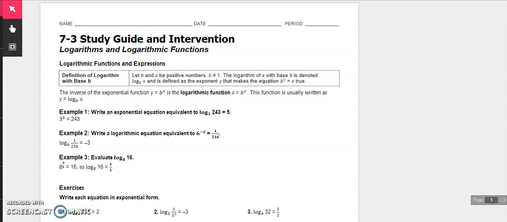So over the past couple of videos, we've been talking about exponential functions. Today we're going to move on to logarithmic functions, which are inverses to exponential functions. So to see how a logarithm works, we're going to think about it in terms of solving equations.